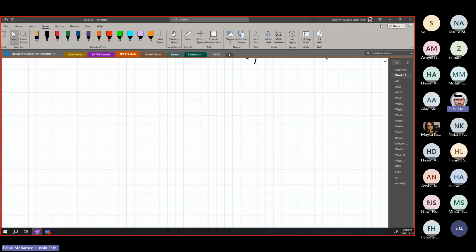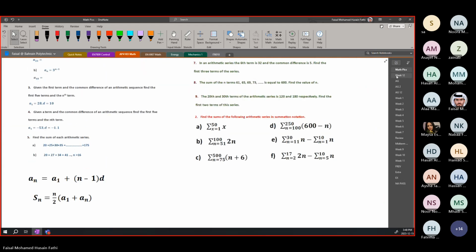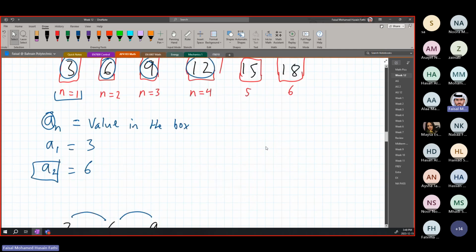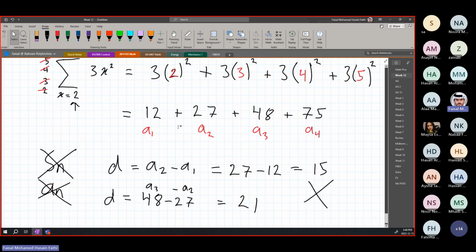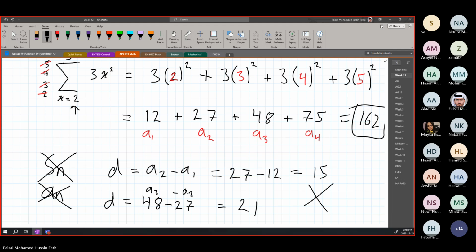Okay. Let's go into the worksheet questions. I'm pretty sure the worksheet questions are very easy. So the final answer in this case, here you're just going to add all of these. So you're going to put all of this in a calculator: 12 plus 27 plus 48 plus 75. It's equal to 162. This is your final answer. That's it. In summation, you're just adding all the numbers.